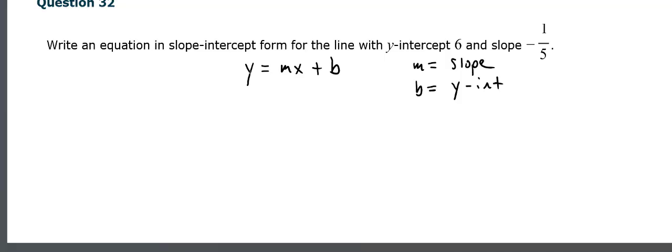So our answer to this problem would be y equals, and in place of m, we put in the given slope, -1/5. So we have y equals -1/5 x, and our y-intercept is +6, so we write +6.